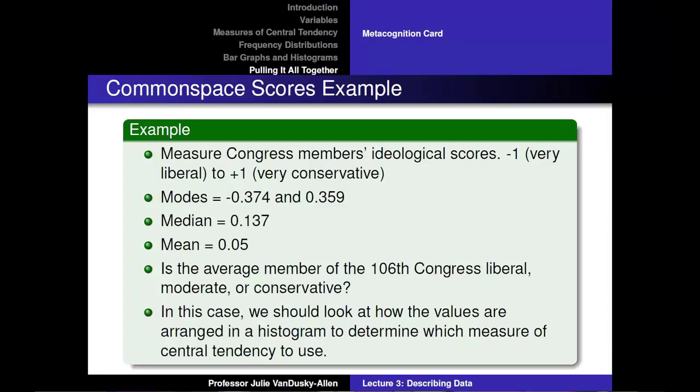However, the mode, median, and mean tell us different things about the typical value of this variable. According to the modes, the typical member of the House is either liberal with a score of -0.374 or conservative with a score of 0.359. According to the median, the typical member is moderately conservative with a score of 0.137, and according to the mean, the typical member is moderate with a value of 0.05. So which one is correct? If we look at the distribution of the Commonspace scores, it is clear which one we should use.